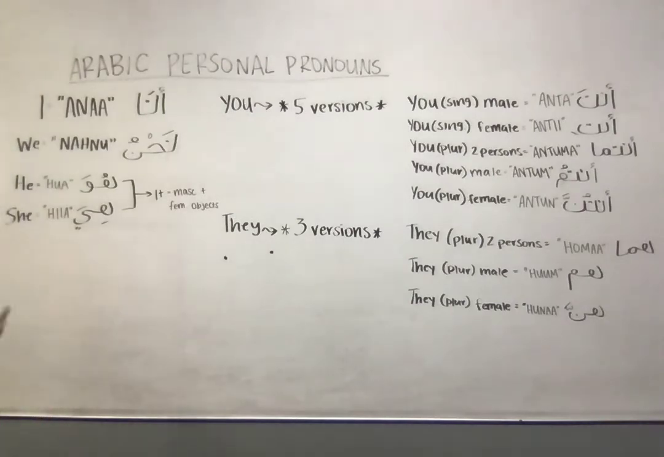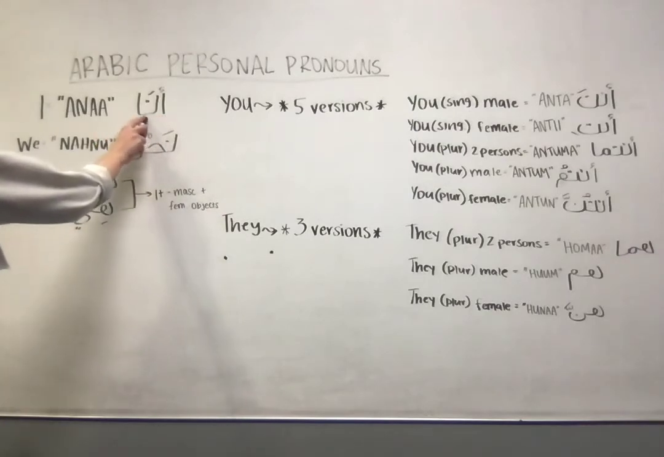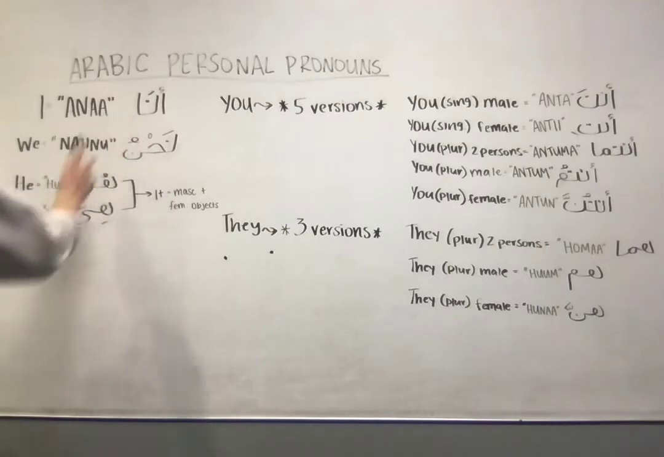So we're going to just start with simple I, as in me, and how you would say it is أنا. So you have alif, na, a, أنا.